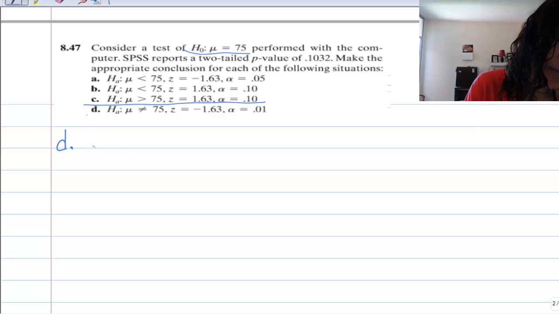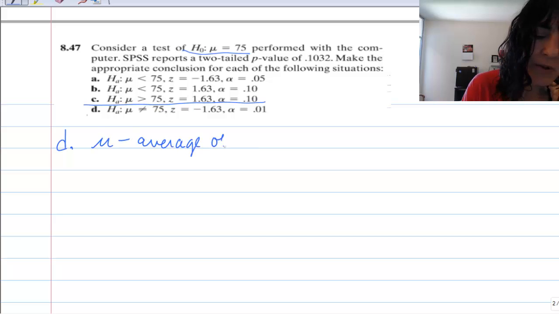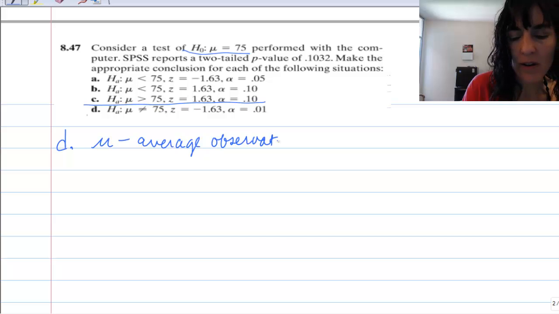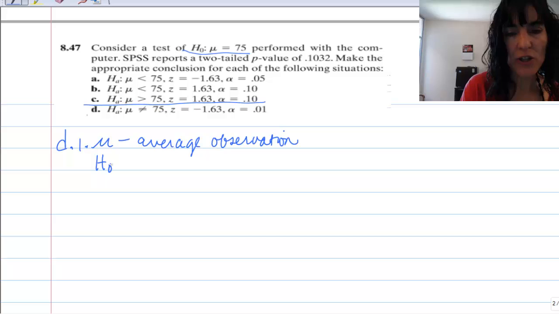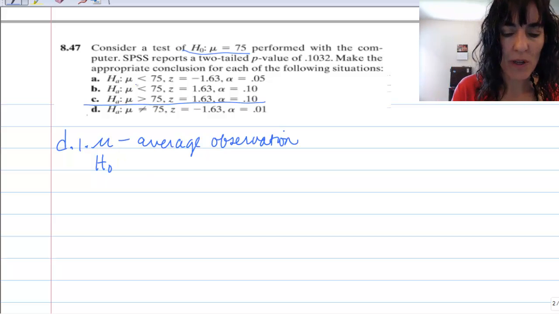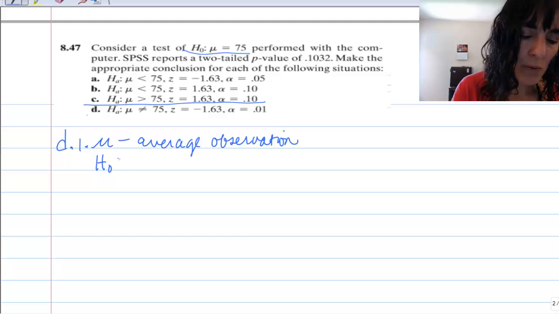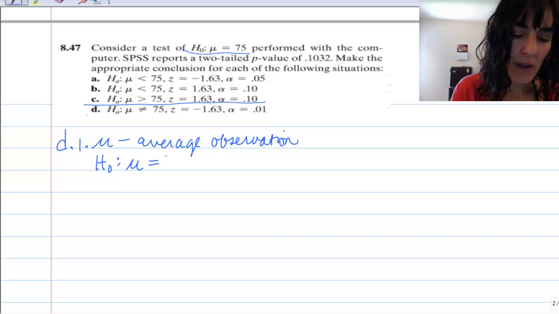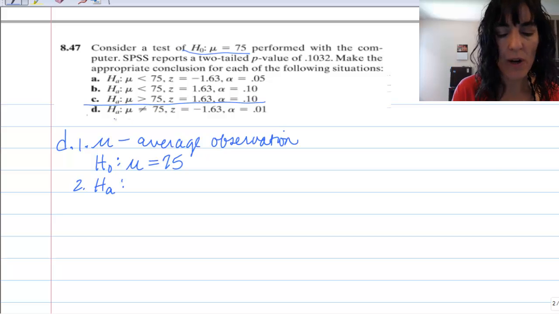Part D is telling me I still have a mu. I could write that mu is my average observation. And that's part 1, and then that makes my H naught mu equals 75, and then part 2, H sub A, that's going to come from right here.